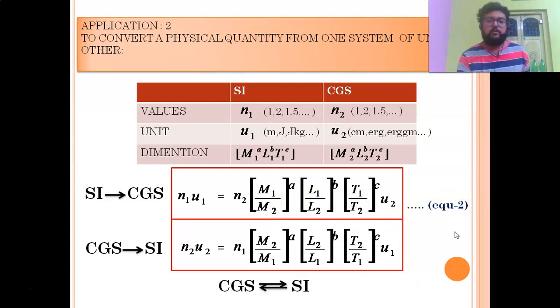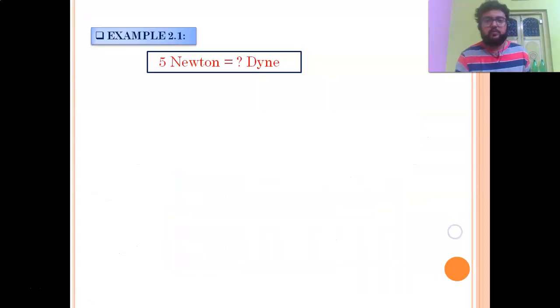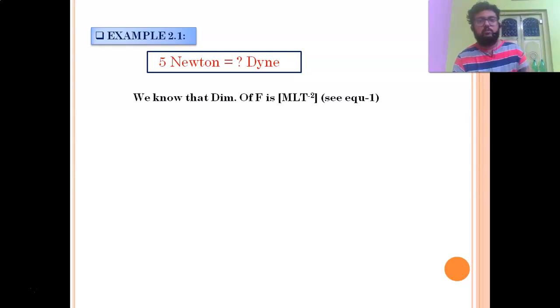Let us have an example. Now in this example we need to find how much 5 Newton is in CGS units. That is, 5 Newton is equal to how many dynes. Now here Newton is the unit of force in the SI system. So we are going to convert from SI to CGS system. Therefore we are going to use equation 2 for this conversion.